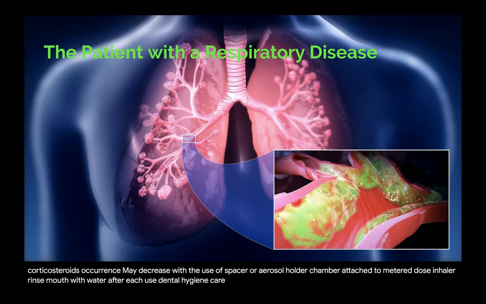Dental hygiene care before, during, and after the treatment.